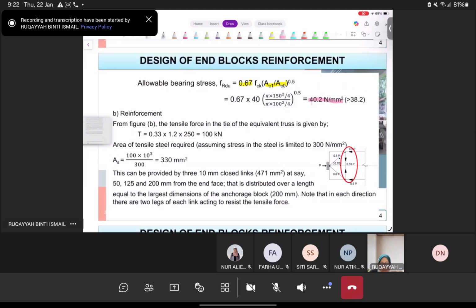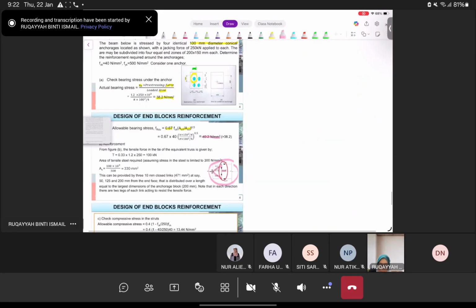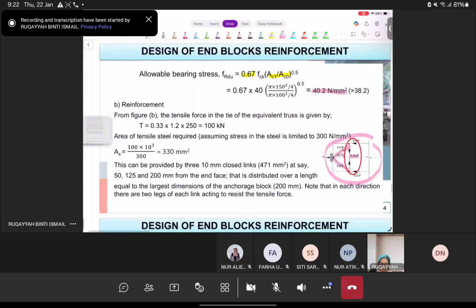Okay, so when talking about reinforcement, we talk about from figure B, which is this particular part. So we have the tensile force in the tie of equivalent stresses. So this is where you see our stresses. When we have a resultant stress like that, we always go for the resultant. So 0.33 is taken by these values, 0.33, in the middle. Multiply with 1.2, multiply with 250. So you get what will be your tensile force.